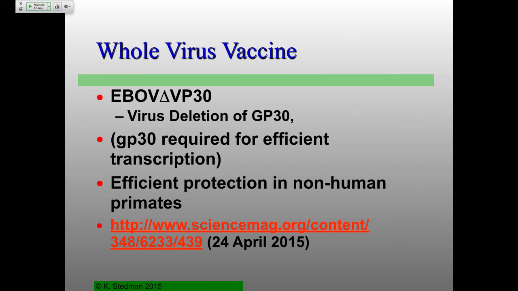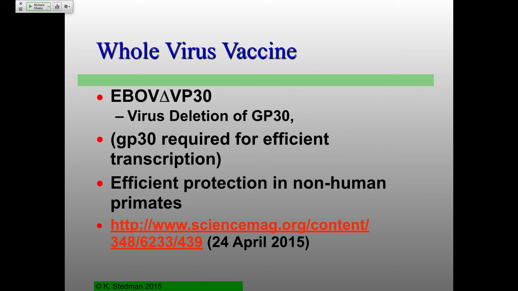There are some other ideas out there. Delta VP30, so get rid of that VP30 gene. Again, that's the one that's critical for transcription. If you don't transcribe the N protein, you're not going to transcribe the rest of the genome. This is not as developed, hasn't been tested as much. It does work really well in non-human primates. And then there's some discussion of this particular paper as well.